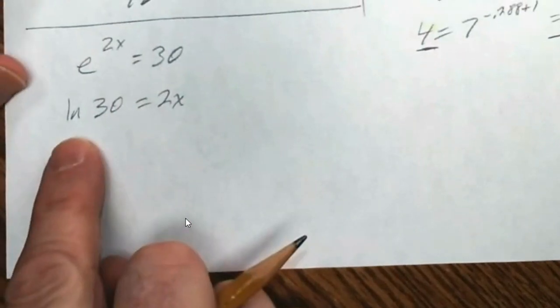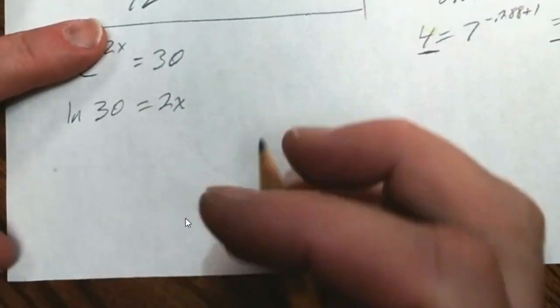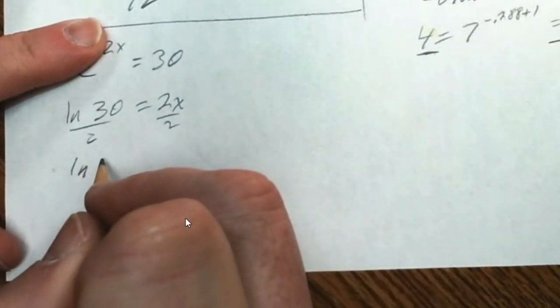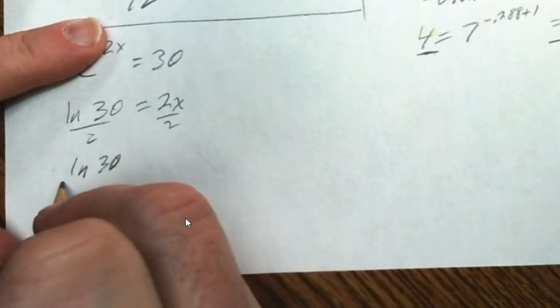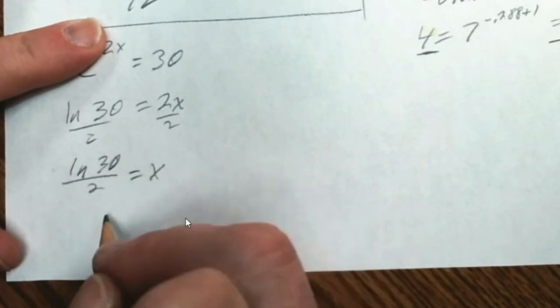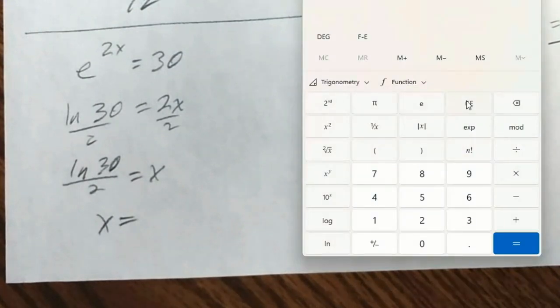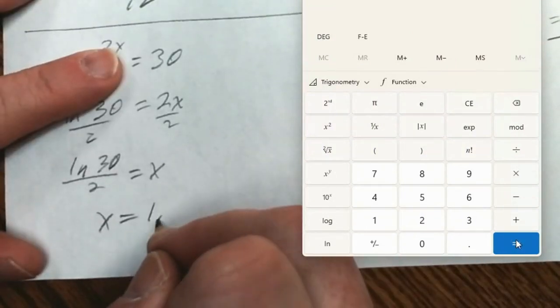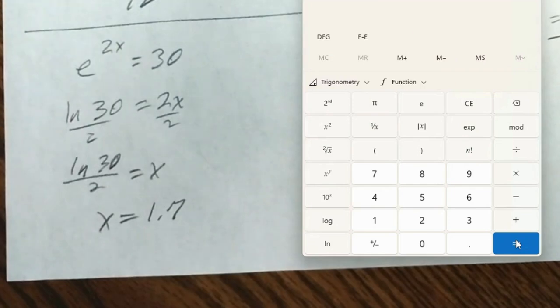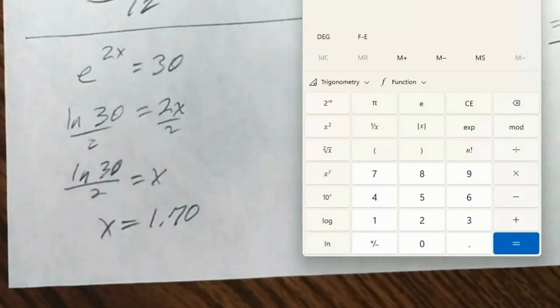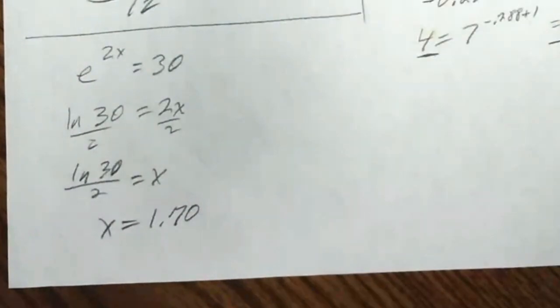That's log base e. So if we divide by 2, natural log of 30 divided by 2 is going to equal x. So x will equal, hello calculator, natural log of 30 divided by 2, 1.70. I guess we can go another decimal. Let's see what we got.